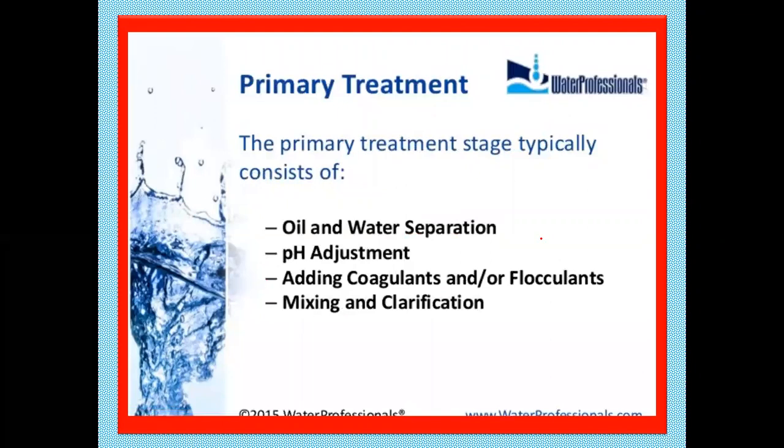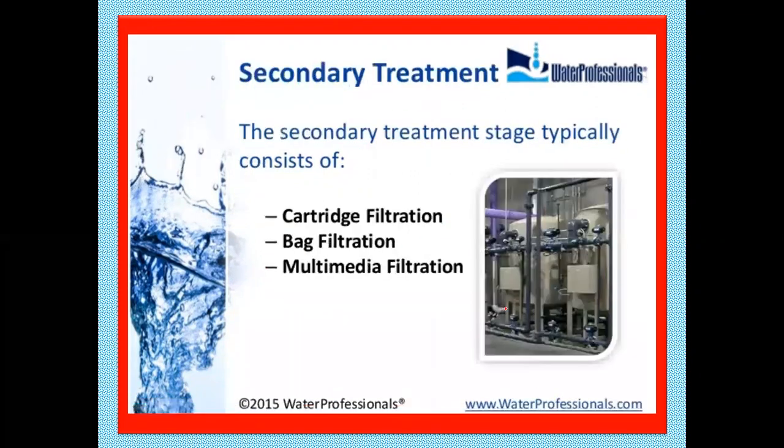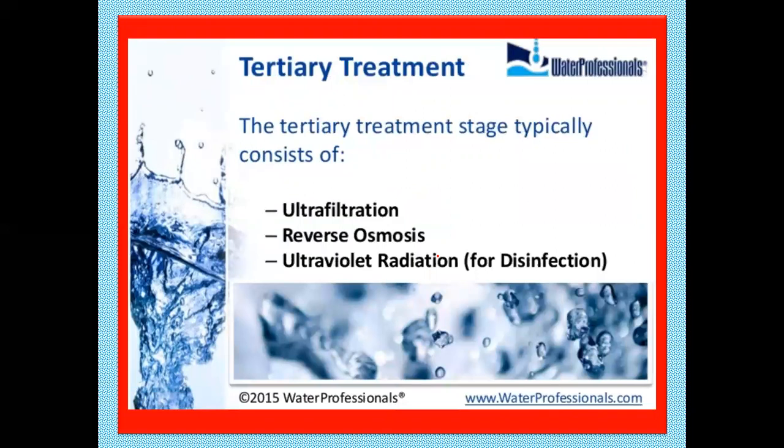Next, in the recycling, what does the primary treatment stage typically consist of? The primary treatment is, first, oil and water separation. We have to adjust the pH values, addition or removal of coagulants and flocculants, mixing and clarification process. In secondary treatment, we go with the cartridge filtration process, bag filtration process, multimedia filtration process. Tertiary treatment, we go for ultrafiltration.